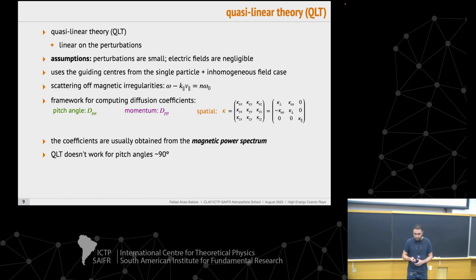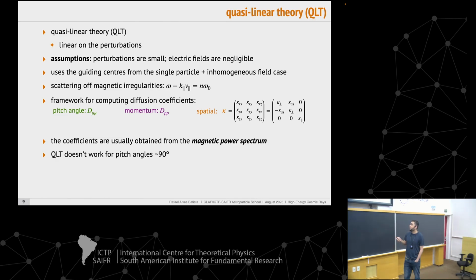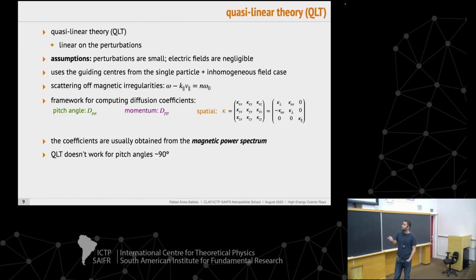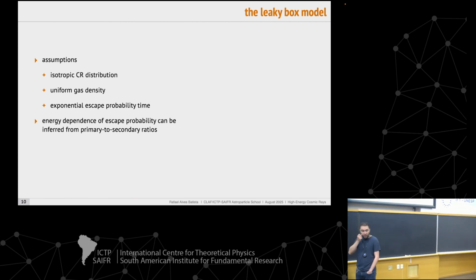Once again, this K relates to the magnetic power spectrum. The limitation of this quasi-linear theory is that it doesn't work for pitch angles of 90 degrees. And then there is the so-called leaky box model.